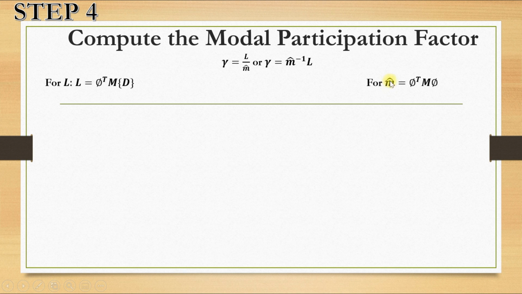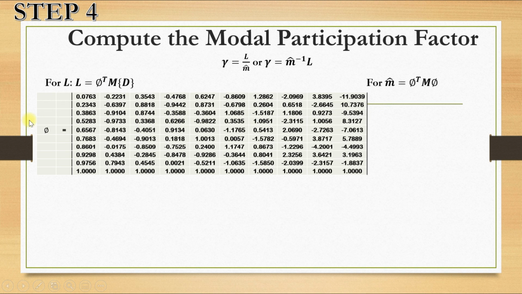Dito naman sa M hat, para makuha natin ito, i-multiply natin yung transpose of the mass mode shape matrix at saka yung mass and the mode shape matrix itself. So ito, para makuha natin ito, kailangan natin itong components na ito. So dito, itong mode shape matrix, ito yung value na nakuha natin kanina. So ito yung sa mode 1, mode 2, mode 3, 4, 5, 6, 7, 8, 9, 10.